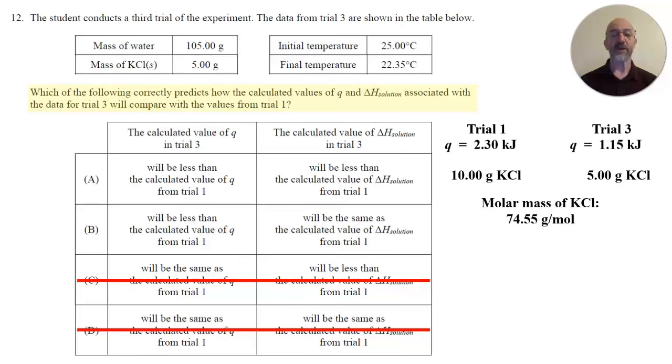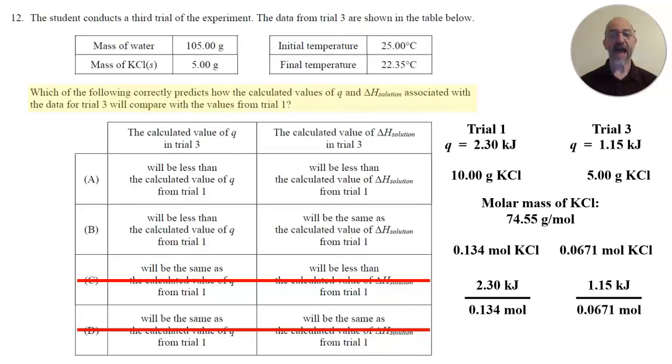And to calculate the number of moles of potassium chloride, that would be 5 grams divided by 74.55. So clearly we have a different number of moles, but watch what happens when we take the heat, or the number of kilojoules, and we divide by the number of moles. So maybe you can already anticipate what's about to happen in this calculation for the delta H of the solution.